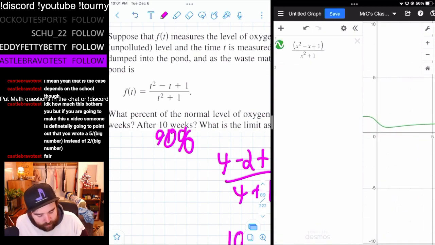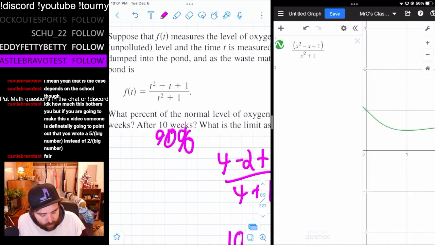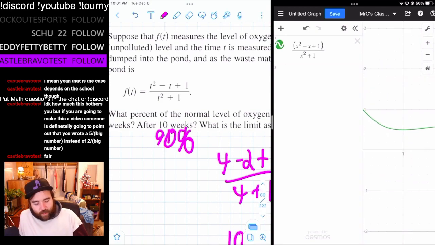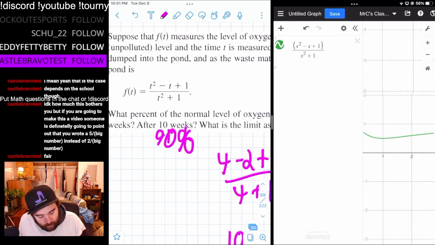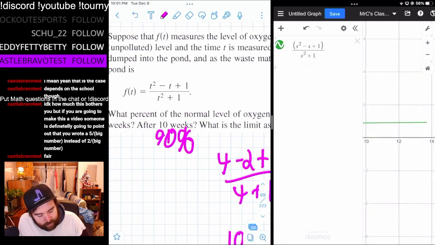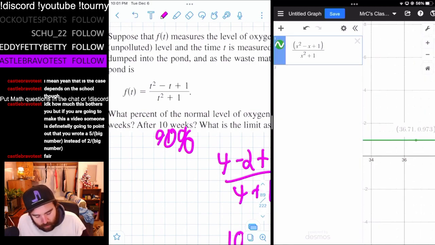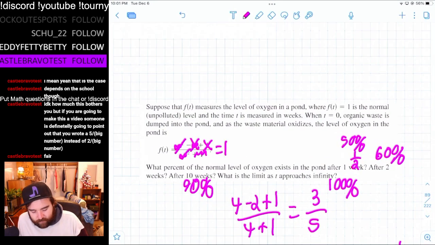So this would be what that graph looks like. You shouldn't look at anything over there. But you see it starts out at 1. They dump the waste in, and it quickly just drops down. It hits its minimum right here at time equals 1. That actually is the minimum. Interesting. But then it rises back up and asymptotes to be back up at 1. Very nice, very nice.